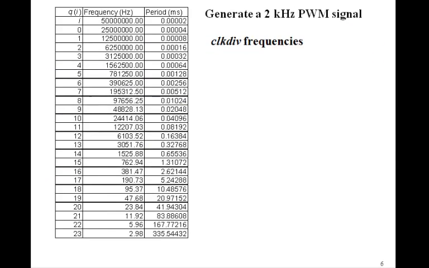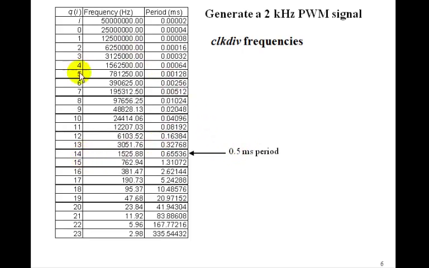Now, for a motor we want to generate typically about a 2 kilohertz PWM signal. So how can we do that? Well, 2 kilohertz is a 0.5 millisecond period, and if we look at our clock divide table that we had, you see that a Q14 would give us a period here of 0.65 milliseconds, which is more than 0.5. So we need to get at least to Q14 to get up to half a millisecond.